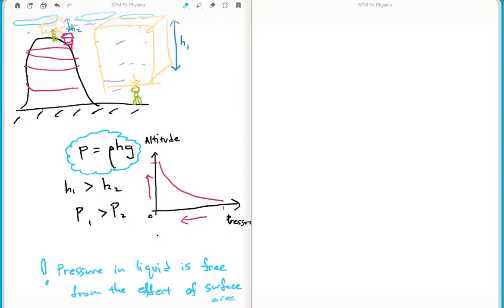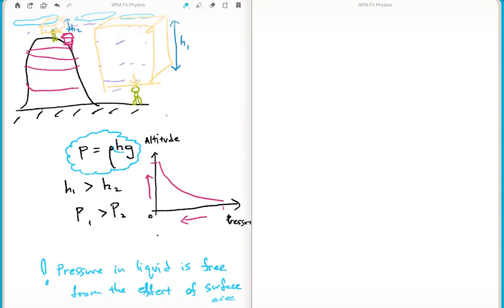P is directly proportional to H, which doesn't mean that you have a linear graph. No, it's not the case. When the height increases, or the depth increases, you shouldn't say height, you're giving a wrong perception. Maybe it's the depth. When the depth increases, therefore the pressure increases. So in this case, the amount of air, the mass above it, increases over this volume, therefore the pressure is higher. That's where you get this equation.